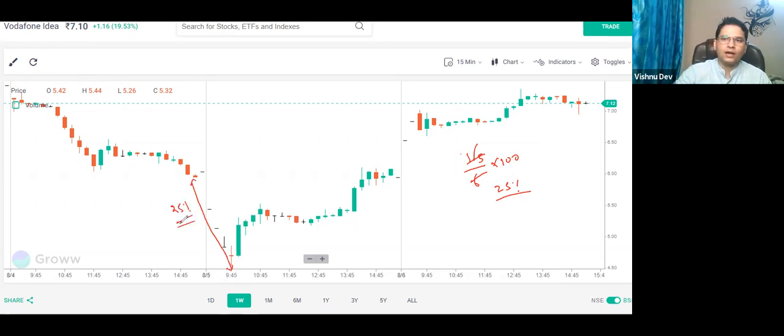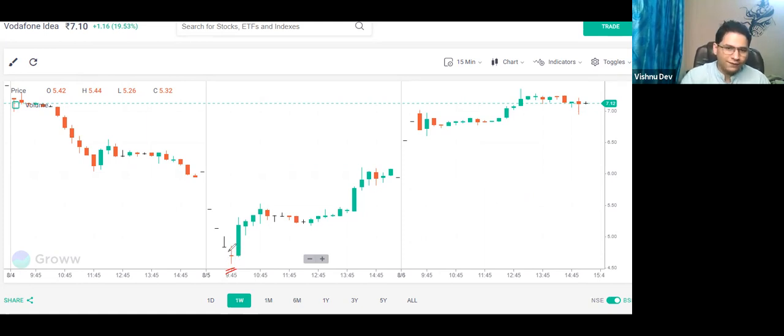So obviously, now here, if you are an intraday trader or a BTST trader, you will see this. Okay, there's a doji, right? This is almost like a doji, followed by a very bullish candle. Yes or no? Right?